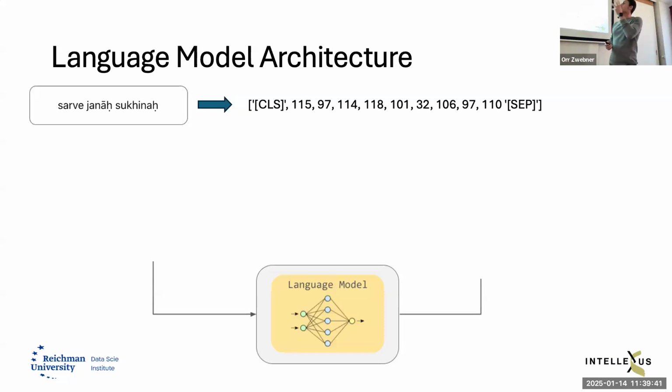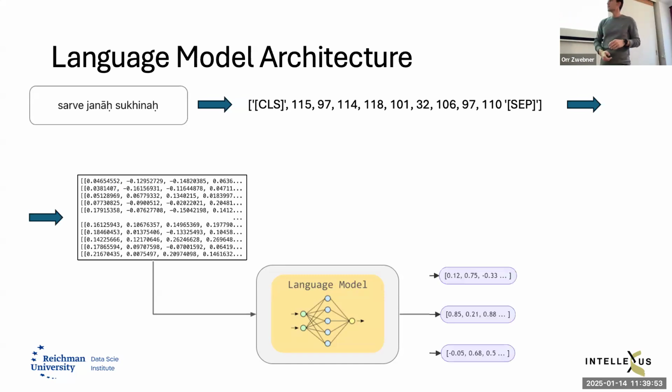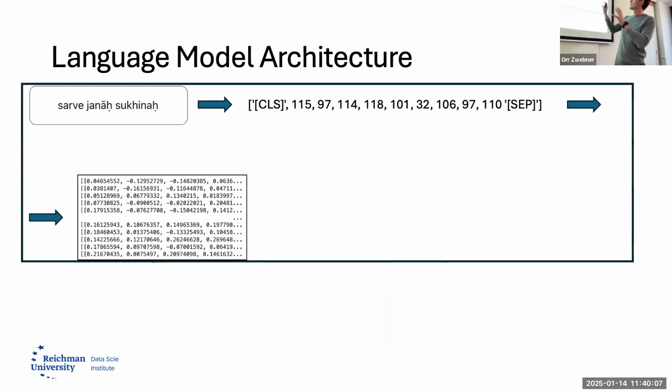Now that I have a list of some units, it's an array. I convert it to a numerical representation, and that numerical representation is inserted into the rest of the layers of the model, which will also output a numerical representation. And the numerical representation at the end of the model is transformed back to some word. We will focus on that part. That's the tokenizer, basically.